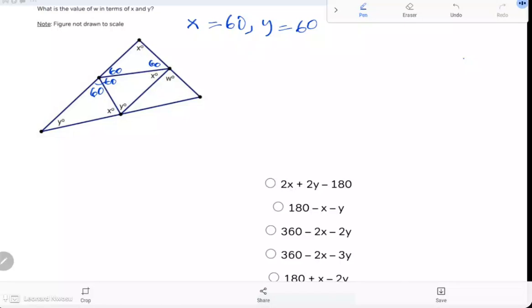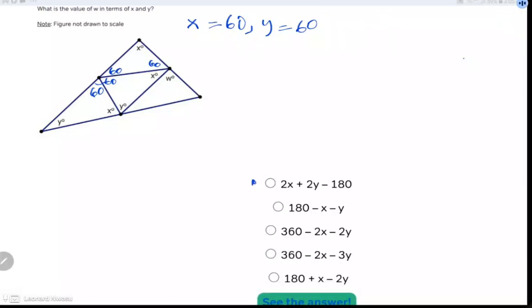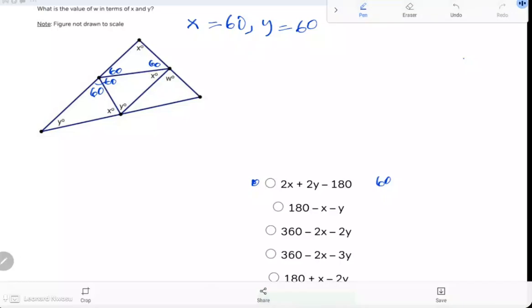Then 2s plus 2y will be 120 plus 120. 120 plus 120 is 240. 240 minus 180 is 60. This we are going to put as a suspect. Remember that we might get the same answer, but one of them is not consistent. So let's quickly look at this.